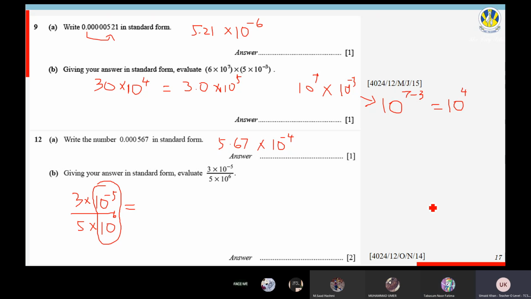What about 3 over 5? Sir, can't we make one of them bigger or smaller by taking the value from 10? Yes, exactly. You can do that way as well. In fact, that is the easier method. Is there any other method? So it will be 0.6 multiplied by 10 raised to power 11.